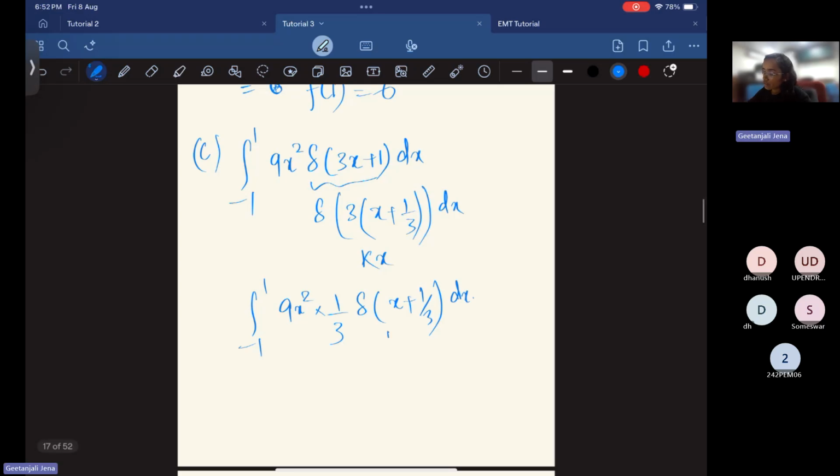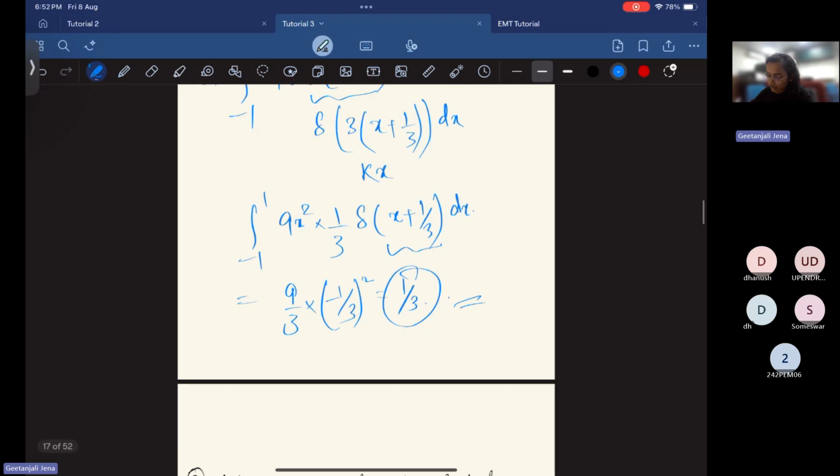So the value will be non-zero at minus 1 by 3, and minus 1 by 3 is within the limit of minus 1 to 1. So that is why this will give 9 by 3 times x squared, that is minus 1 by 3 squared. So 1 by 3. Yes.